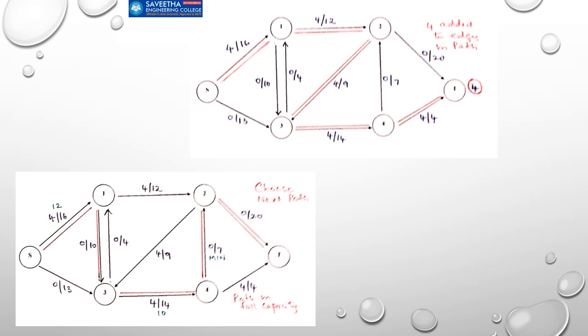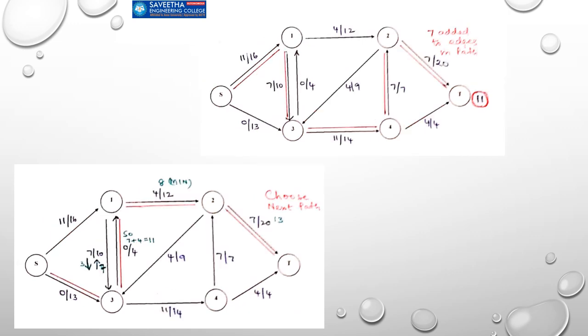Now try to choose another path. I choose a path like this. Now already this path is full, so I don't choose this; I go like this and come here. The red line is the second path I have chosen. Now in this path I have to consider the minimum value. Out of 16, 11. Out of 10, 7. Out of 14, 11. And out of 7, 7.